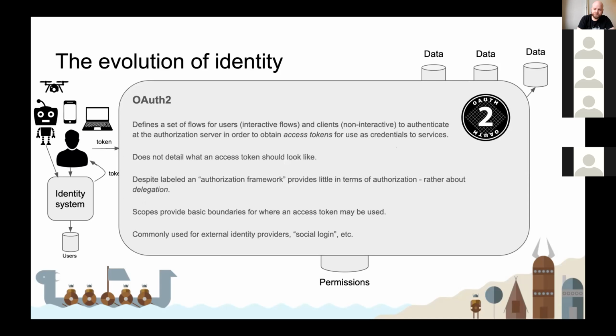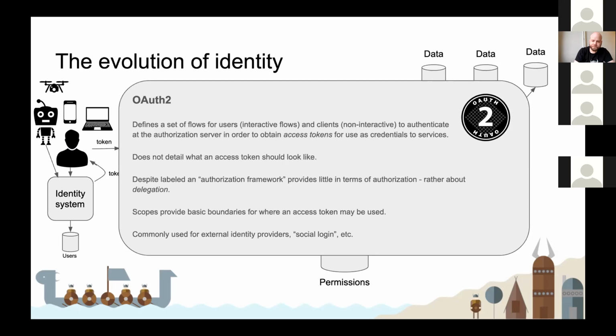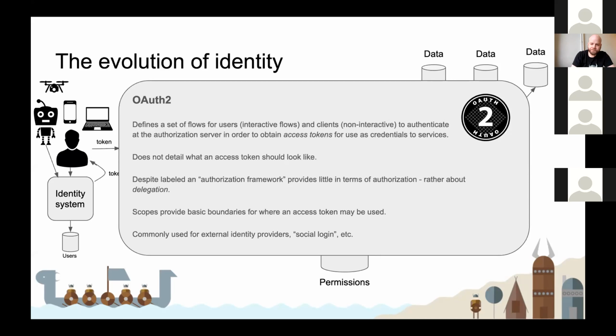So what OAuth 2 does, just a short reminder, is define a set of flows for a user or for these robots or devices to authenticate at the authorization server, or our identity system, in order to obtain access tokens. And access tokens are what we use for identity or authentication rather than passing around our raw credentials. It doesn't really say what the token is or what it should look like, but we will look at that in a bit. And even though it's called an authorization framework, it doesn't really provide a lot in terms of authorization.